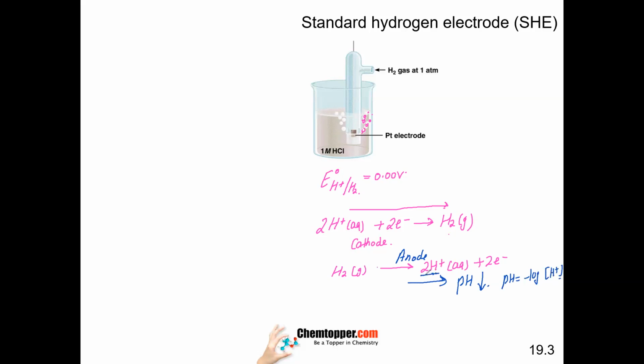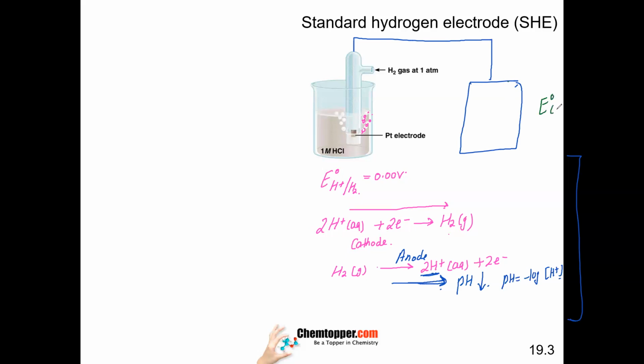So concentration of H plus will increase if the reaction is going in this direction. So this can be the question. But what I'm talking about, anode, cathode, I'm talking about with reference to the other half reaction. Here is another compartment, and let's say in this compartment, I have some copper metal, something with E naught half reaction value as plus 0.76 volt.